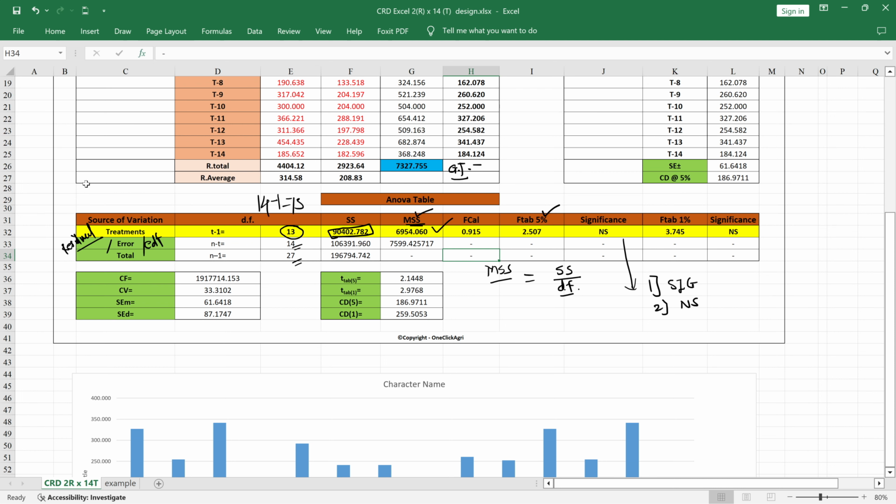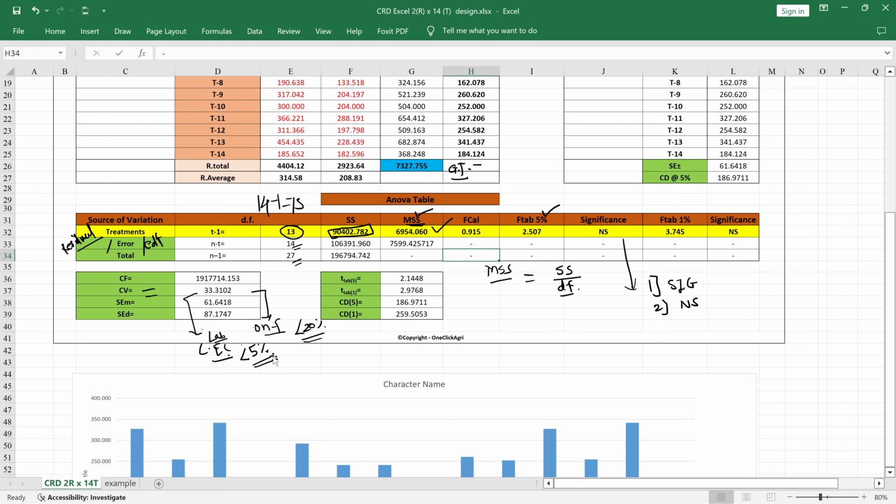Below that you will get the CV value. In this table you will get the CV value. In CV value you keep in mind one thing. If your research is on field, then CV value should be less than 20%. Okay, and if your experiment is in lab or control environment condition, then CV should be less than 5%.